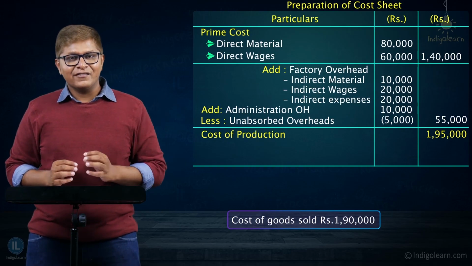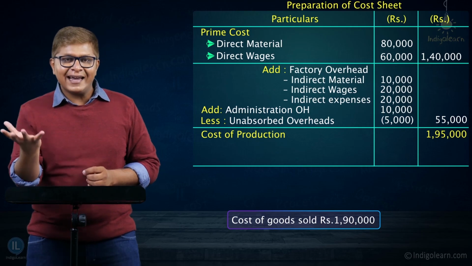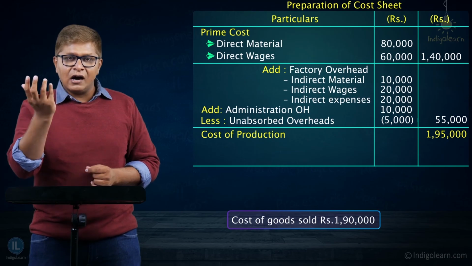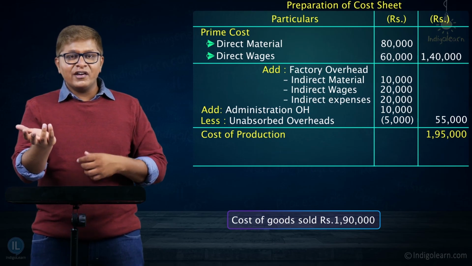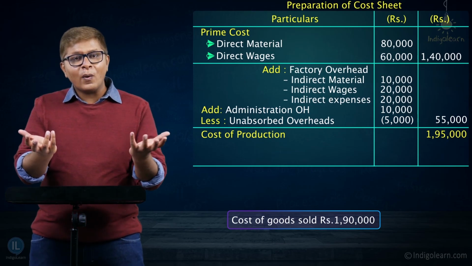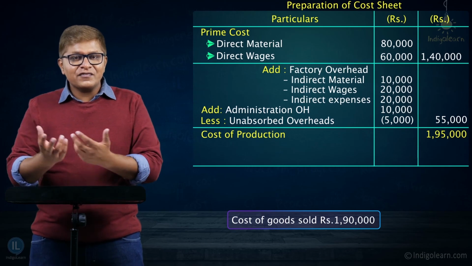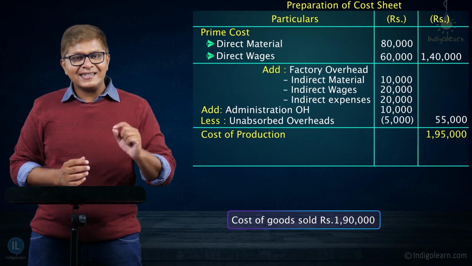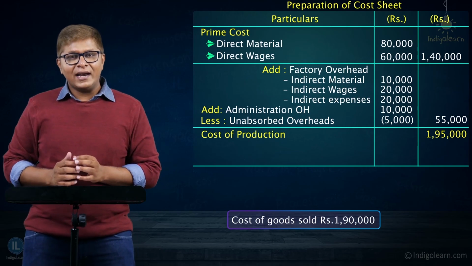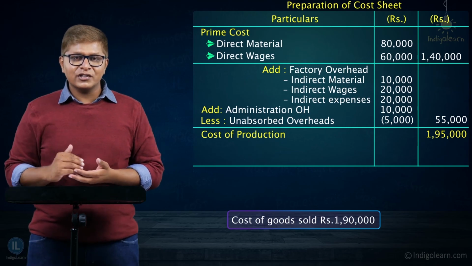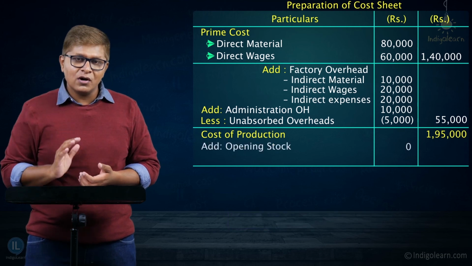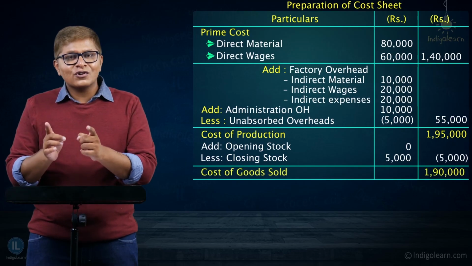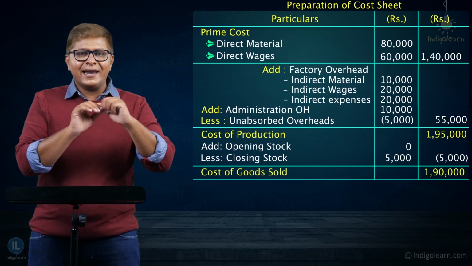So let's do that. We have spent totally 1,95,000 towards the production activity, and they are saying out of this 1,95,000 we have sold goods worth only rupees 1,90,000. What happens to the balance 5,000? The balance 5,000 is going to be our closing stock. So let's indicate that in the cost sheet. So 1,95,000 cost of production, add opening stock 0, less closing stock 5,000, we get the cost of goods sold as rupees 1,90,000.